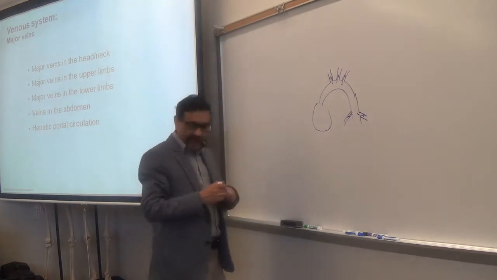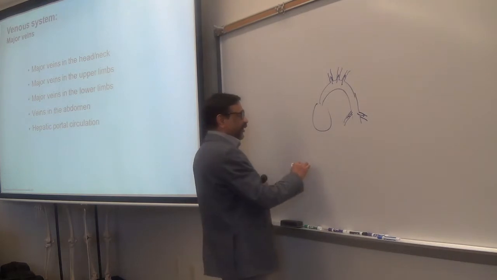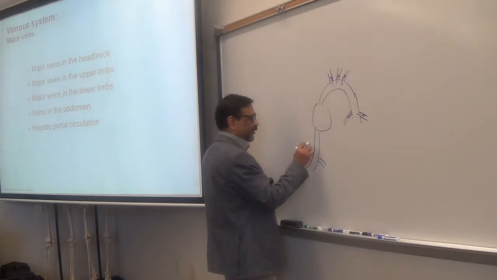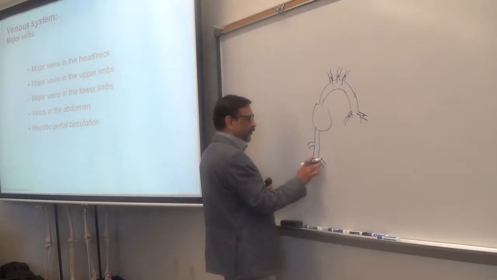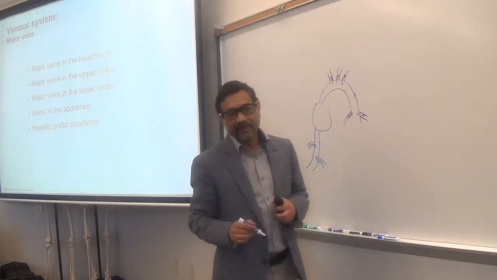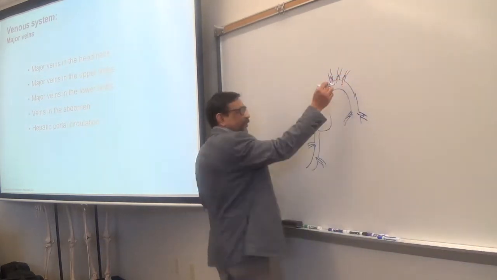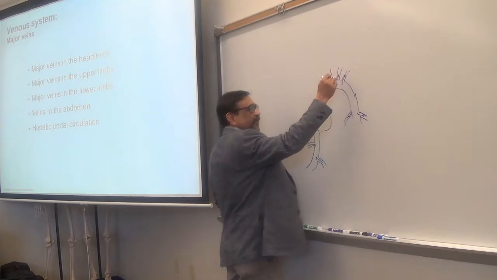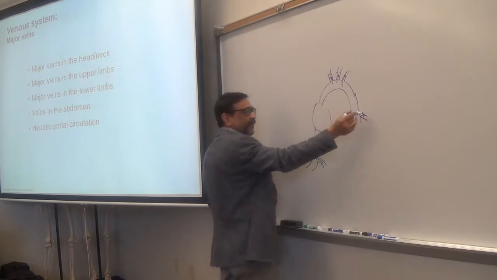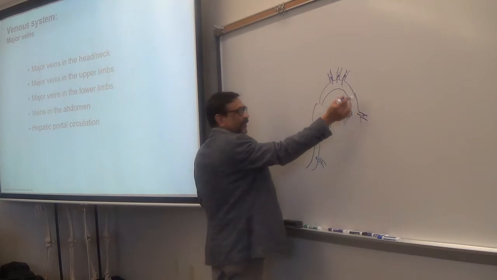In case of venous system, it is opposite. The smaller veins give blood to the larger veins. So opposite. That's why in case of arterial system, when arteries arise from a larger artery, we say branches. These are the branches of this artery, right? This is a big artery. These are the branches.